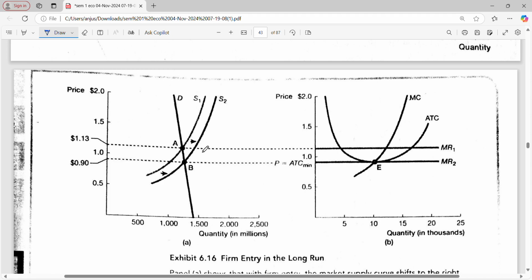Here, as you see, firm entry into an industry is when entry is unfettered by any special legal or technical barriers. The entry process continues until the last entrant drives the market price down to the minimum ATC.